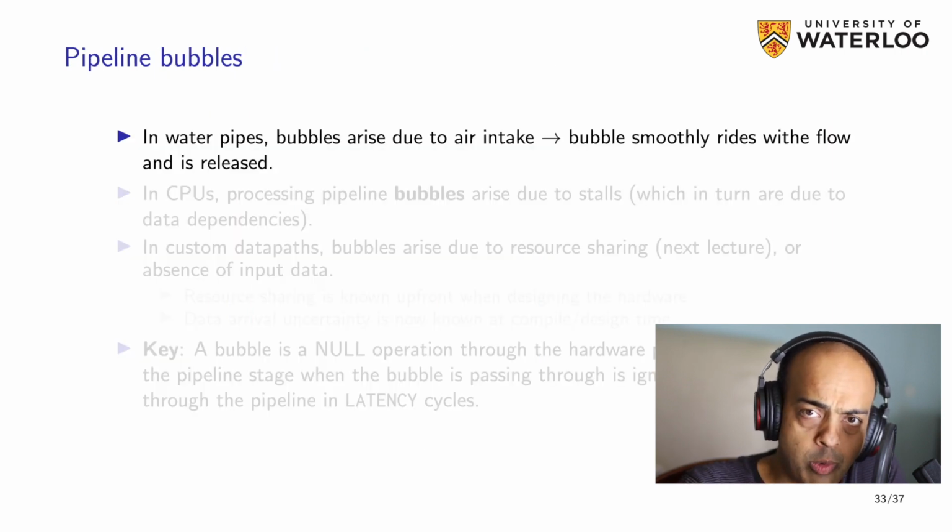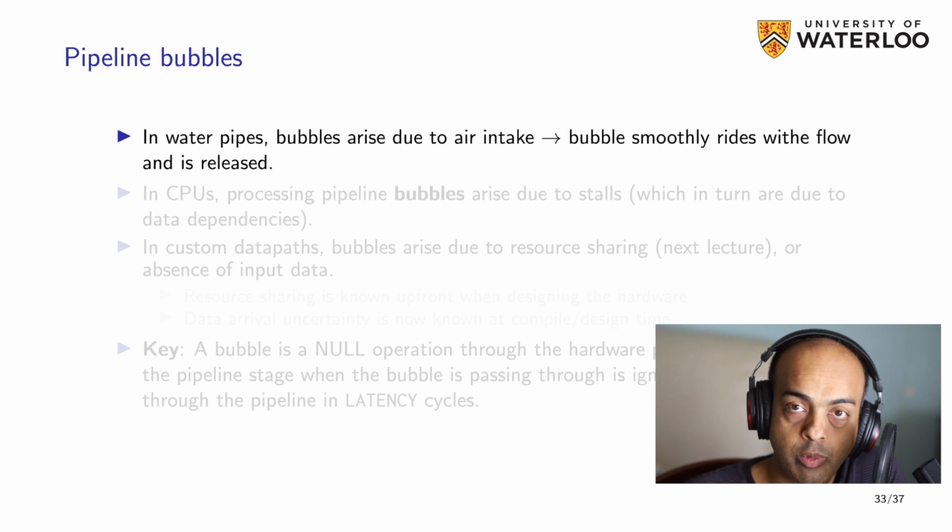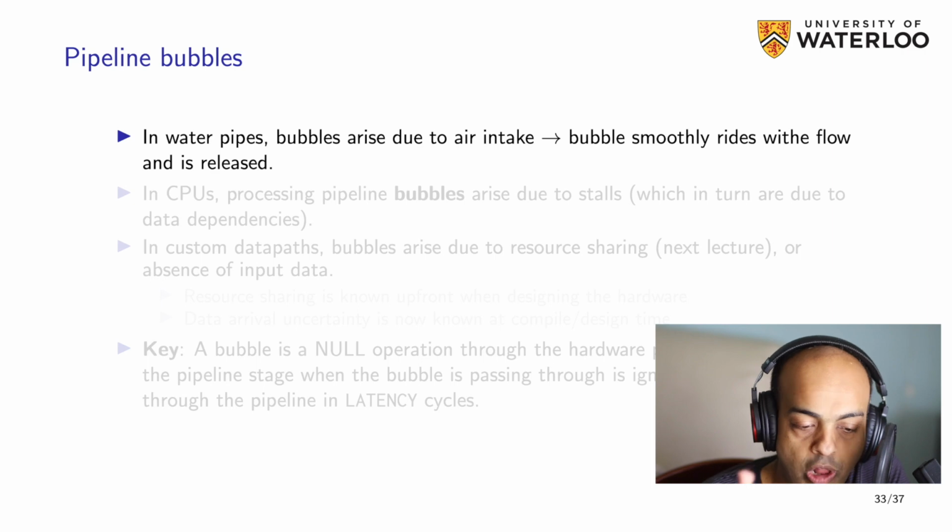Okay, so the last topic we will consider is how bubbles flow through a pipeline. Just like you can get bubbles in a water pipeline, where you might have little pockets of air going through, you can have stalls in the pipeline that introduce junk data or no data at all. All we need to do is track it and make sure to throw it away at the end.